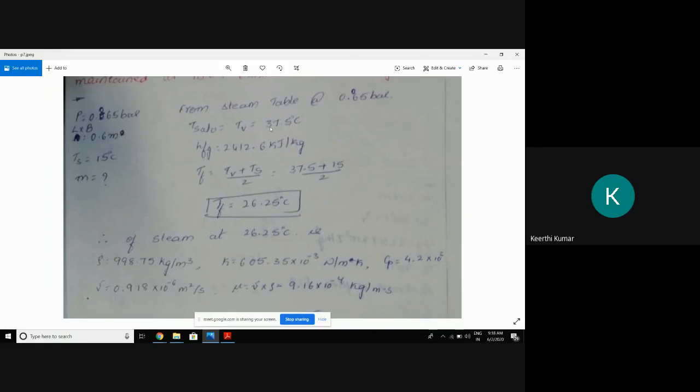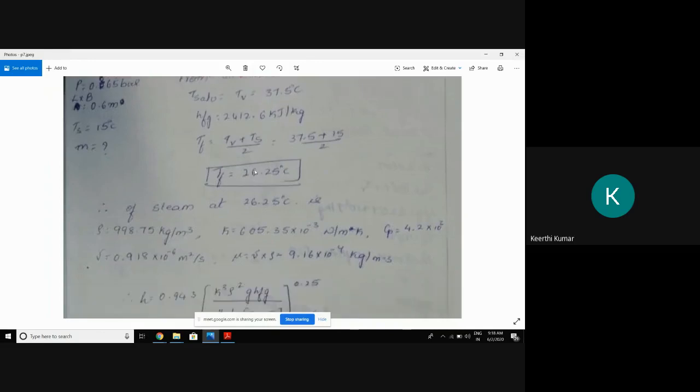Then you go for the normal procedure as usual. TF is equal to T vapor plus T surface by 2. T vapor I got 37.5, surface is 15, divided by 2. If I simplify, I'll get TF as 26.25 degrees centigrade. We'll get the value of TF.